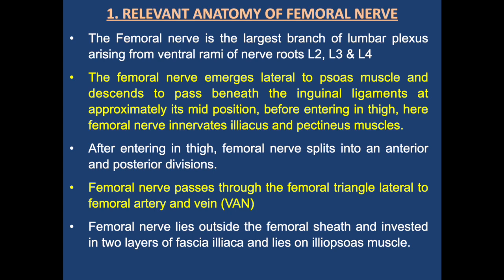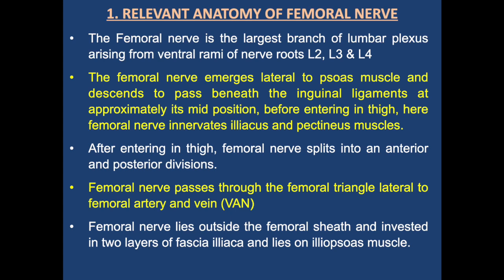The femoral nerve is the largest branch of lumbar plexus, arising from ventral rami of nerve root, lumbar second, third, and fourth. Femoral nerve emerges lateral to the psoas muscle and descends to pass beneath the inguinal ligament at approximately its mid position. Before entering in thigh, femoral nerve innervates iliacus and pectineus muscle above the inguinal ligament. After entering the thigh, femoral nerve splits into anterior and posterior branches at femoral crease or inguinal crease.